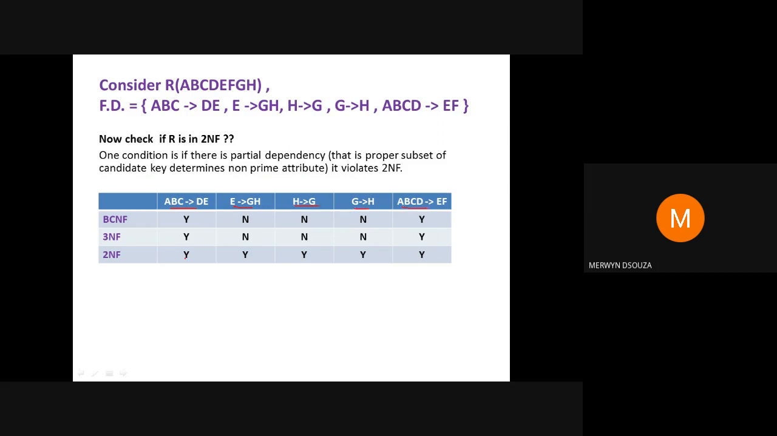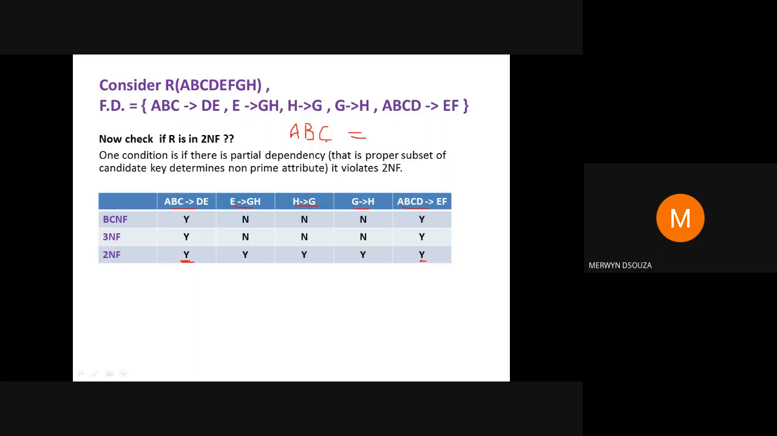Okay. So if it is in 3NF, you claim that it is in 2NF, because if it is in 3NF, it has to be in 2NF. Now check for this remaining. Check the proper subsets of the candidate key. Now your candidate key is A, B, and C. What are the proper subsets? Okay, all those combinations.